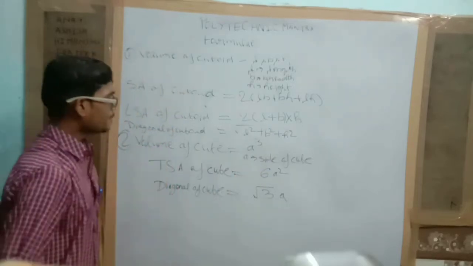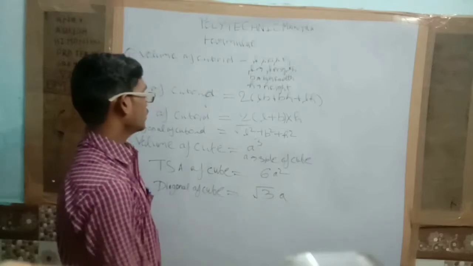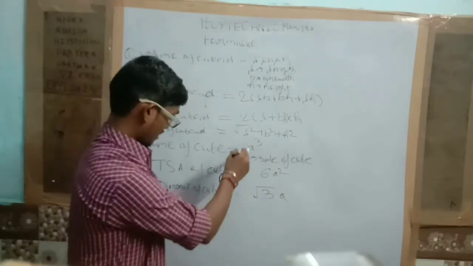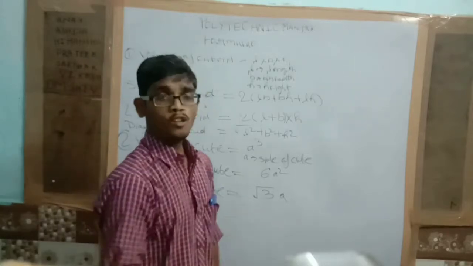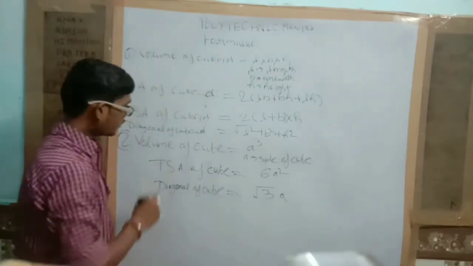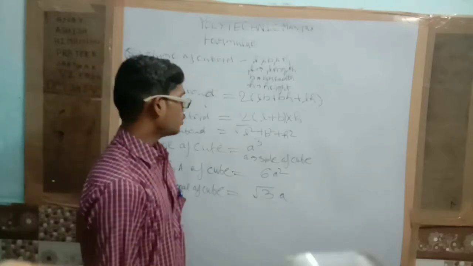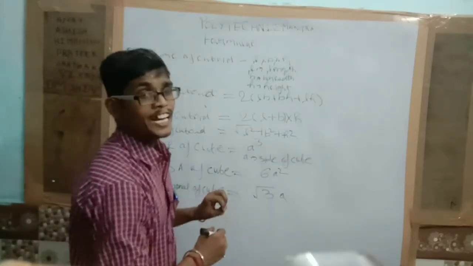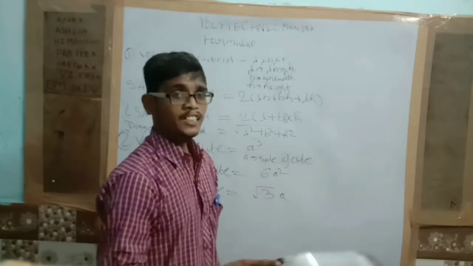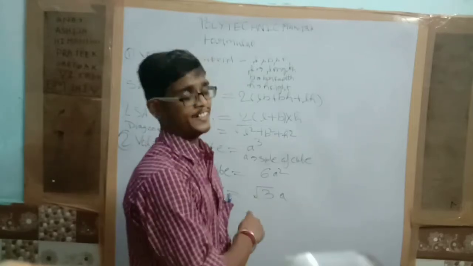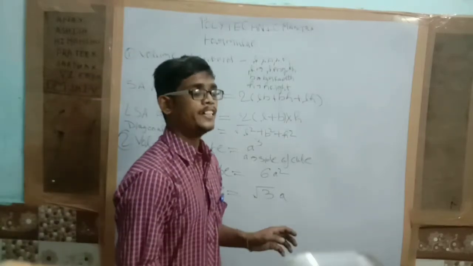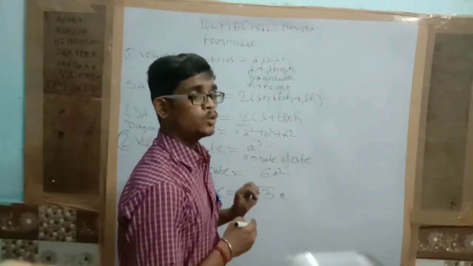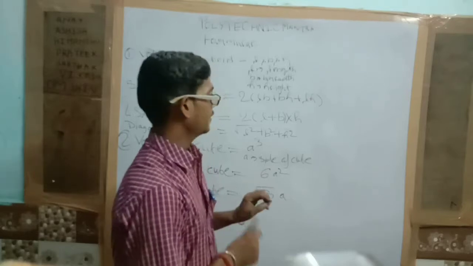Now we will discuss about volume of cube equals A cube. A cube means cube of the side. Now TSA of cube means we multiply 6 by the square of the side. Now diagonal of cube means we multiply under root 3 into side.